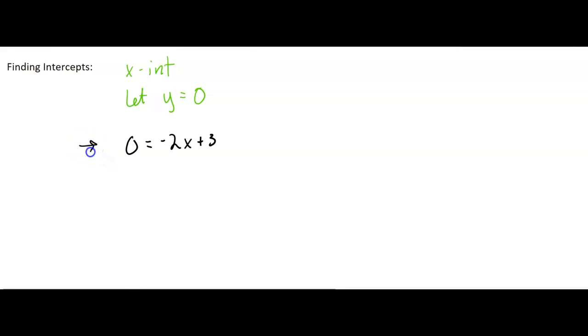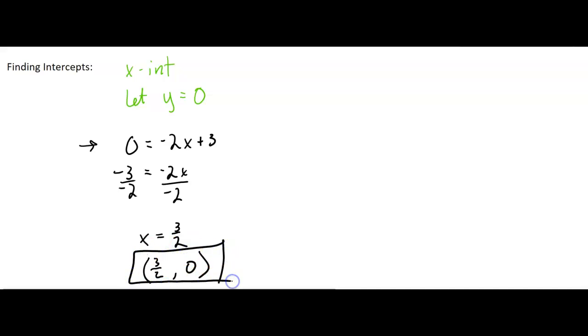Now here we can solve that equation. So subtract 3 from both sides, divide by -2, and so I'm getting x equals 3 over 2. Now, sometimes they'll say, hey, what's the x-intercept? And you'll say 3 over 2. Some books, or sometimes they want it as an ordered pair, then it would be 3 over 2, comma 0, right? Because you let y equal 0. Okay, so that's how you find the x-intercept.